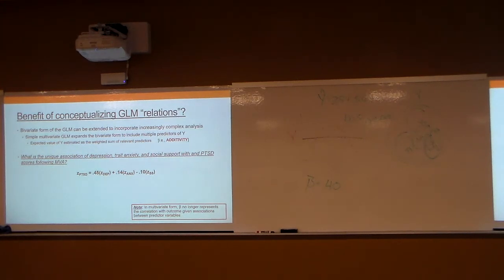This is the unique part of depression that's independent of anxiety and social support that's holding an association with my outcome. And this is the unique proportion of trait anxiety, after we account for shared stuff with depression and social support, that's associated with the outcome.